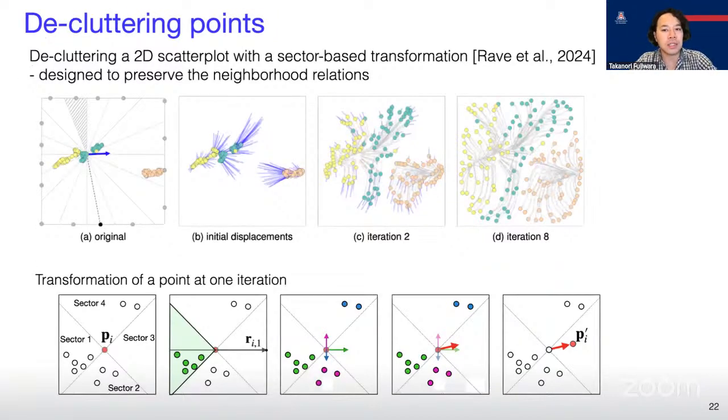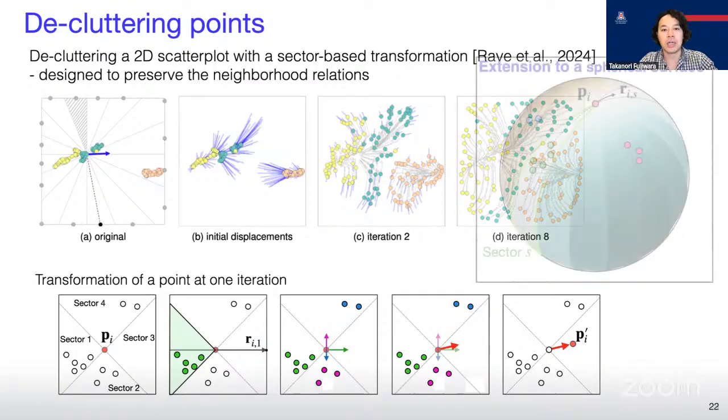To solve this cluttering issue, we extended a decluttering method developed by Lieb et al. Their method can preserve neighborhood relationships while decluttering points. This type of decluttering is achieved by using sector-based transformations. As shown in this top example, we can easily control the decluttering strength by adjusting the number of iterations for decluttering. The bottom figure shows what happens at each iteration. The method separates a region surrounding each point into a fixed number of sectors, in this case 4, and moves a point to a less cluttered area.